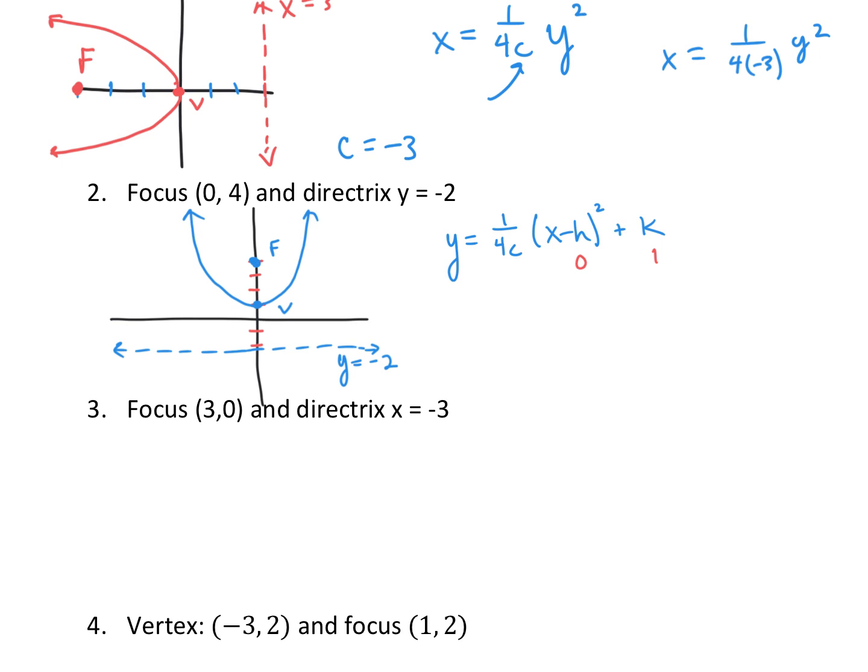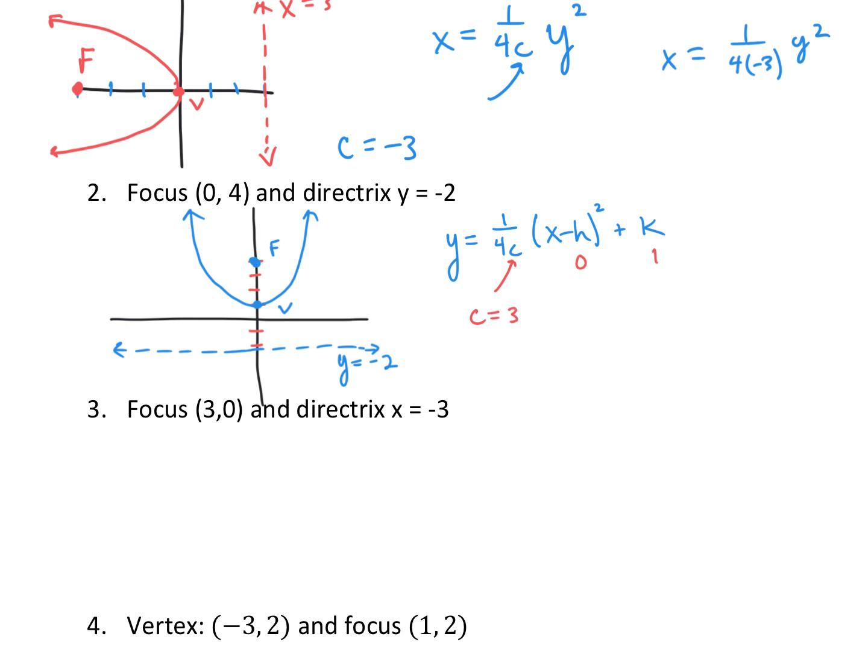The other thing we need is the c value. Now remember, we count from the vertex to the focus: 1, 2, 3. Oh, it's a 3 again. But because this parabola is opening up, that c value will be a positive 3.